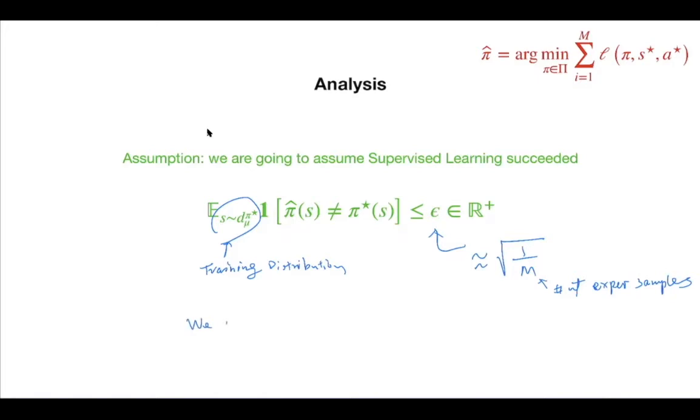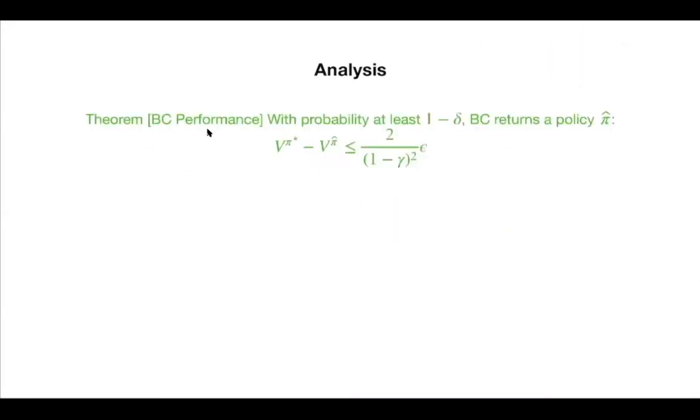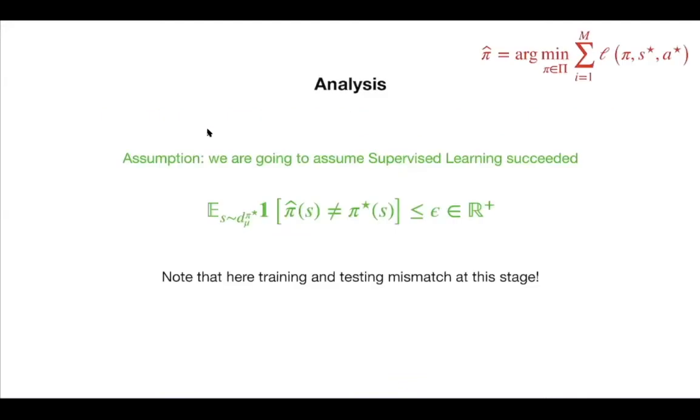So we care about V of pi hat, specifically the performance difference between our learner policy and the expert policy. Any questions so far before we apply the performance difference lemma to quantify the difference between the learner policy and the expert policy?